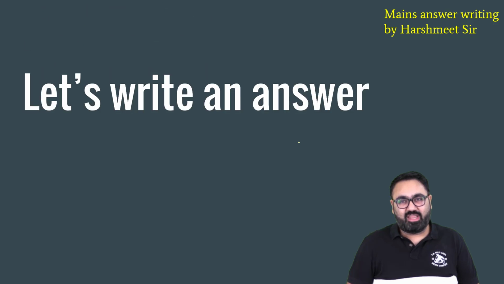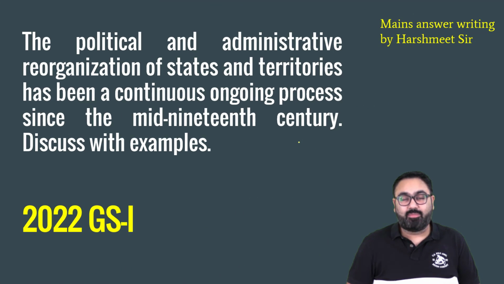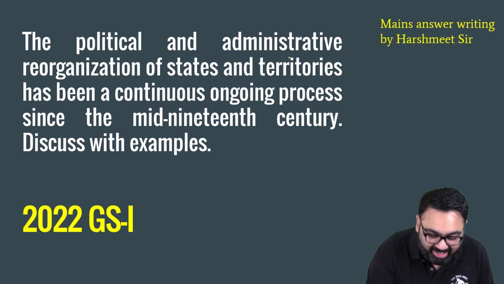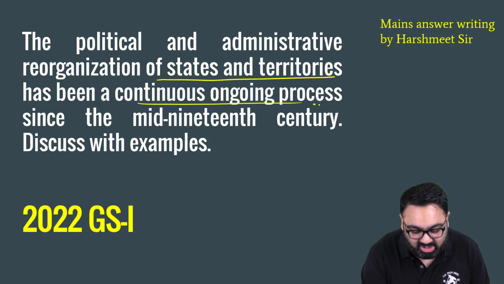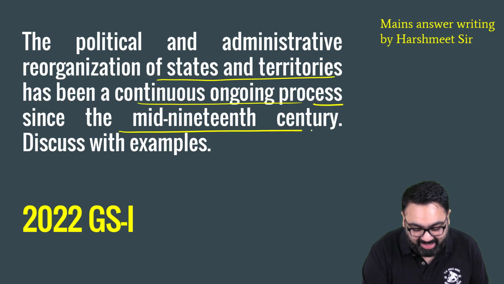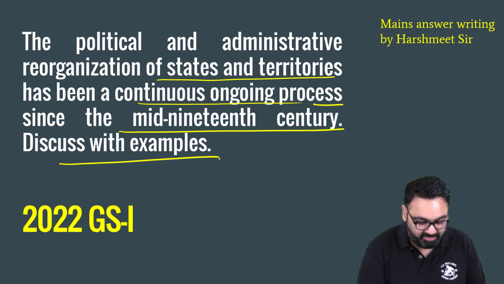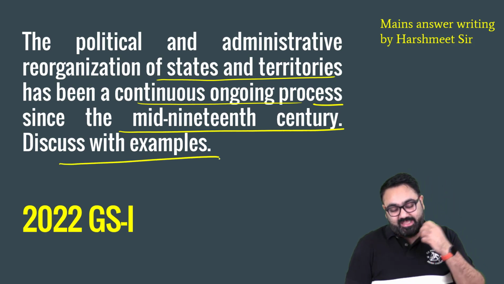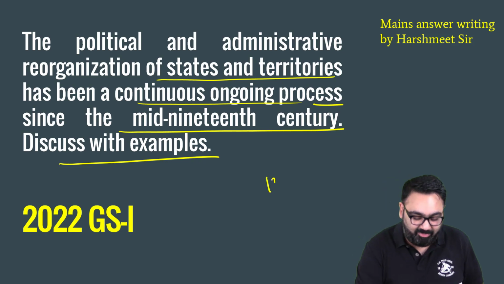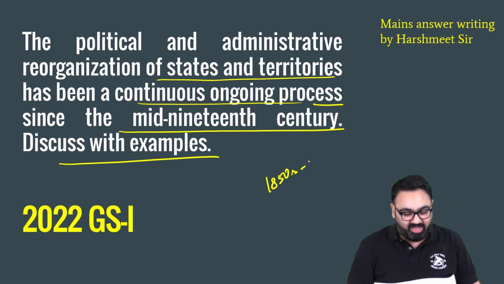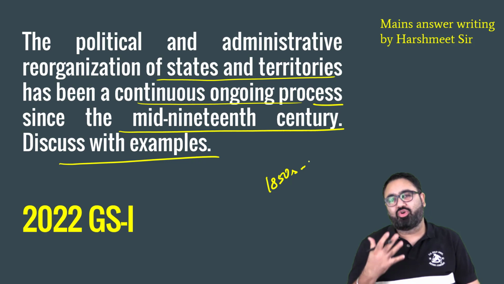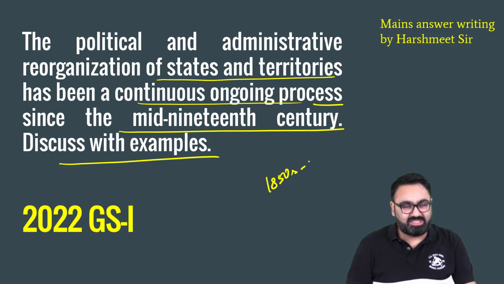What is the question that we are taking up today? We have taken up a question from 2022 GS1. It's a history based question. The political and administrative reorganization of states and territories has been a continuous ongoing process since the mid 19th century. Discuss with examples. So basically what they are saying is, since the mid 19th century, so basically from 1850s itself, there has been continuous reorganization of states and territories in India. This is what they're asking you, with examples. So you have to quote specific examples of how the states have been divided.